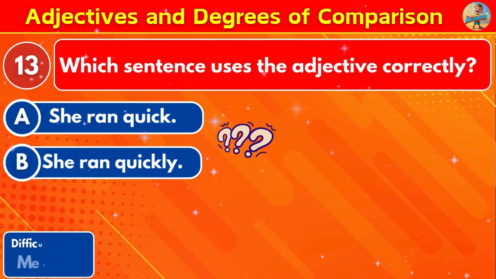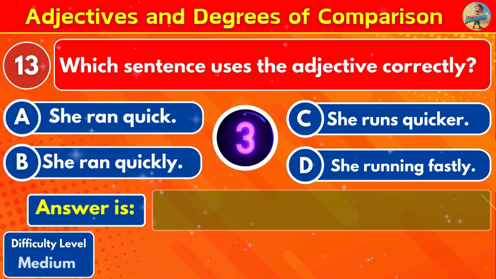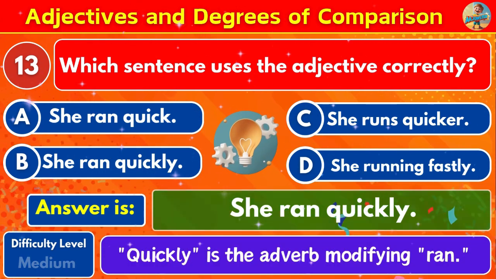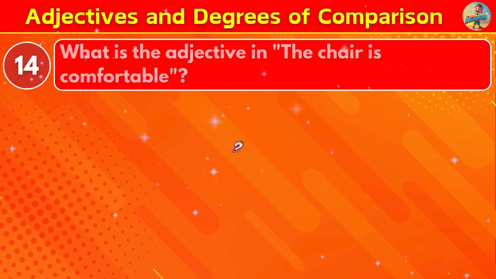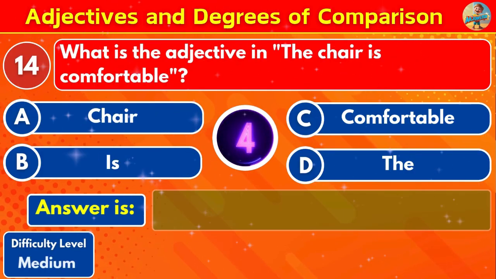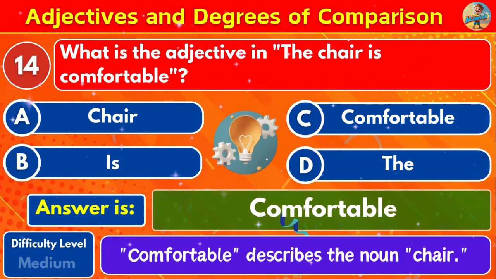Question 13 is, which sentence uses the adjective correctly? Answer 13 is, she ran quickly. Question 14 is, what is the adjective in the chair is comfortable? Answer 14 is comfortable.